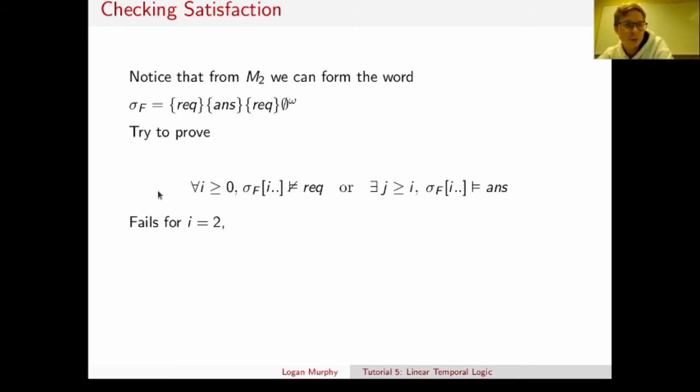If I is equal to 2, well, 0, 1, 2. So here this does satisfy rec because it's at this index. So it can't be satisfying this clause. But there's also no index after this I equals 2 which shows us ANDs. The only ANDs we get is I equals 1, and 1 is not greater than or equal to 2. So in this case, neither case is met. So M2 does not satisfy this formula.